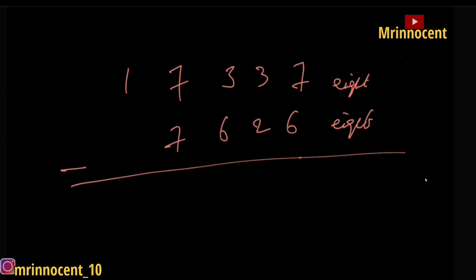7 minus 6 is 1. 3 minus 2 is 1. 3 minus 6, cannot, so borrow 1 here, call this one 6, put 1 here, call it 8. 8 plus 3 is 11. 11 minus 6 is 5.